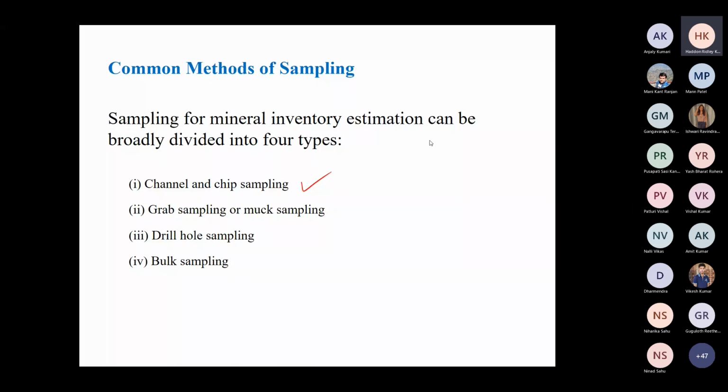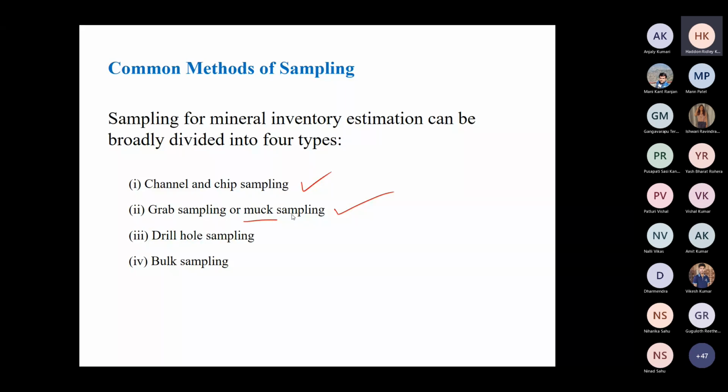Then go for grab sampling or mark sampling. Mark is colloquial language. In mines we used to say mitti, even though they are not at all soil; we used to call it mark or mitti. They are all rocks with copper. So mark sampling, grab sampling, is just watching it and then grabbing it from the sample.